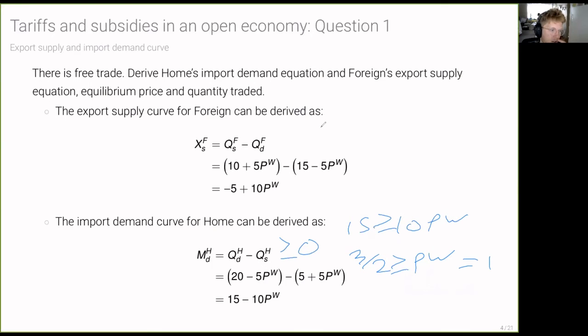So indeed, under this range of prices, we found that home is going to be a net importer and foreign is going to be a net exporter. So that would be how we double check that assuming that foreign is an exporter and home is an importer is okay to do in this setting.